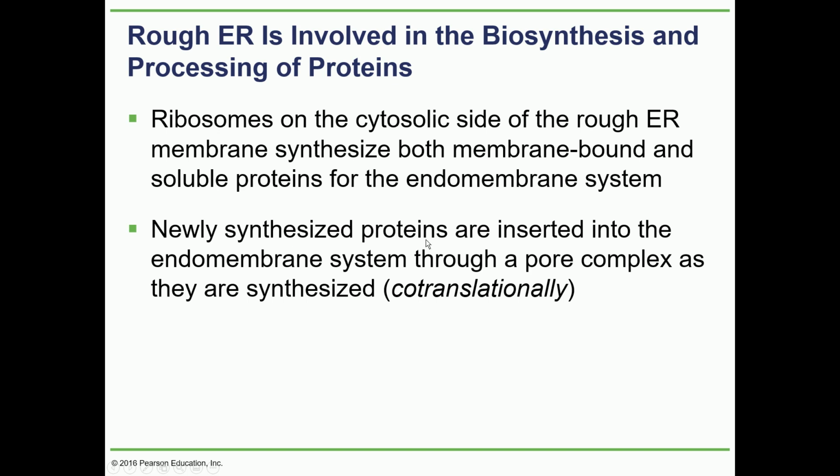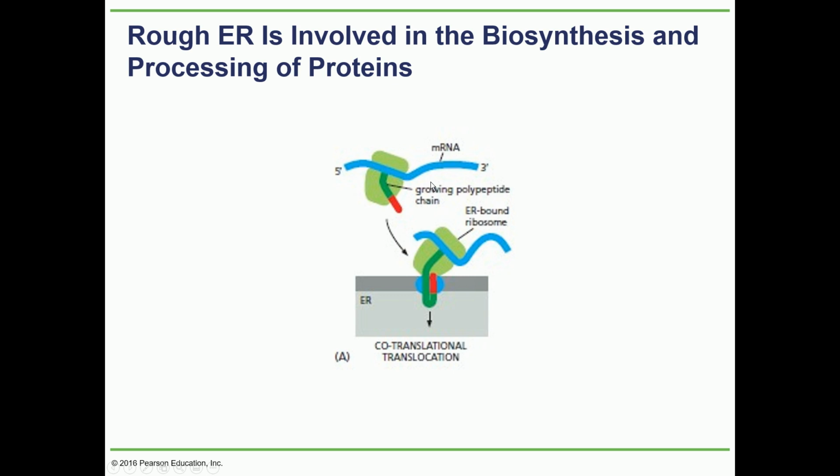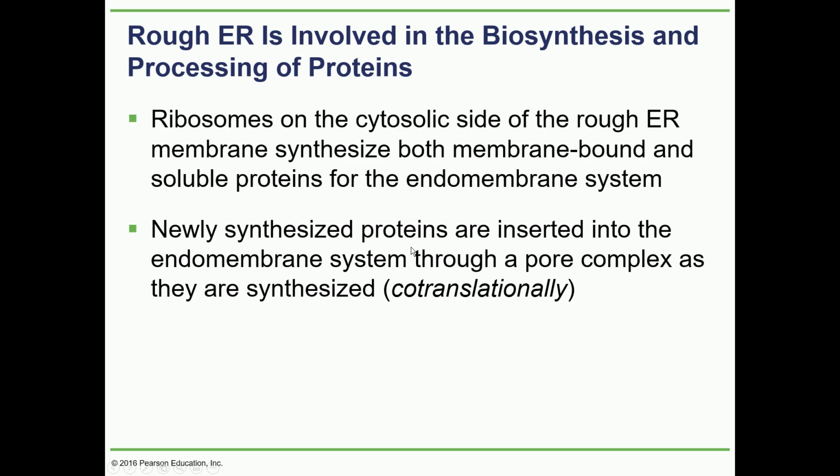So newly synthesized proteins. Let me show you here. This is the ribosome, this is the mRNA, and this is the growing polypeptide chain. If you remember the process of translation, this mRNA binds on the ribosome, and the ribosome moves on the mRNA, and the polypeptide chain is made. Now we are talking about the ribosomes which are embedded on the ER. So newly synthesized proteins are inserted into the endomembrane system through a pore complex.